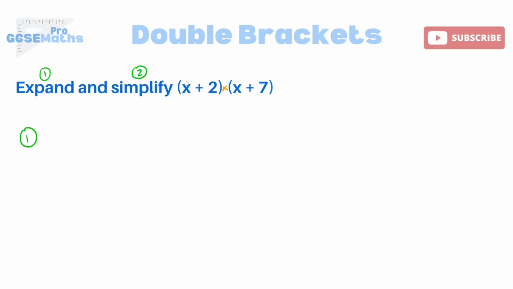So the first term in the first bracket is x. I'm going to times it by the first term in the second bracket, which obviously is also x. X times x, well, they're both positive, so we've got positive x squared.